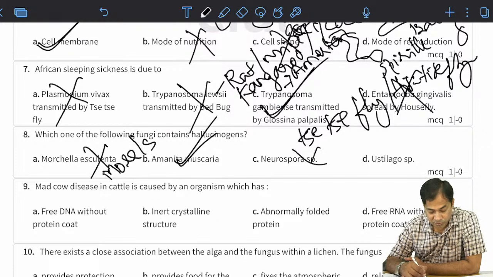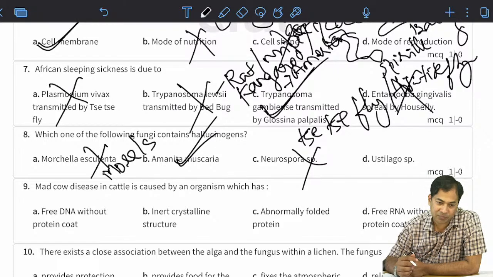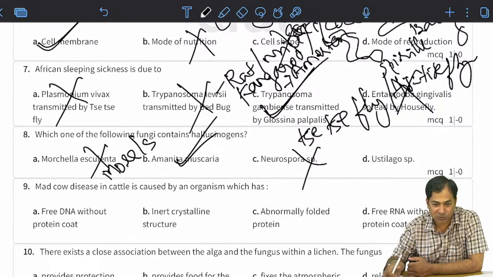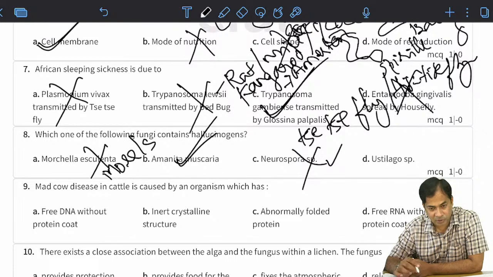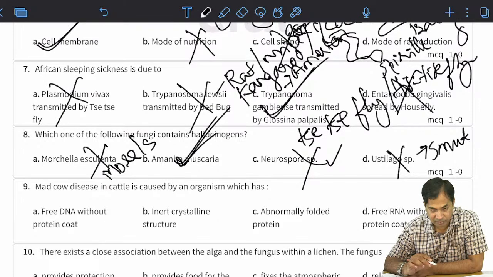Option C, Neurospora species, should be wrong, because Neurospora, you have learned, is a fungus extensively used in genetics. Geneticists use Neurospora for the study of genes. So this is also wrong, because it doesn't produce hallucinogenic property. Then Ustilago is also wrong, because Ustilago causes smut disease. Disease-causing fungi we don't eat, so they are not edible and don't cause hallucinogenic properties. So the correct option should be option B.